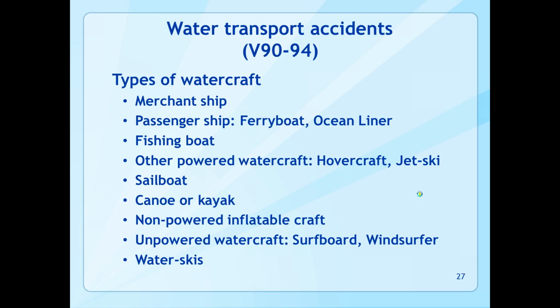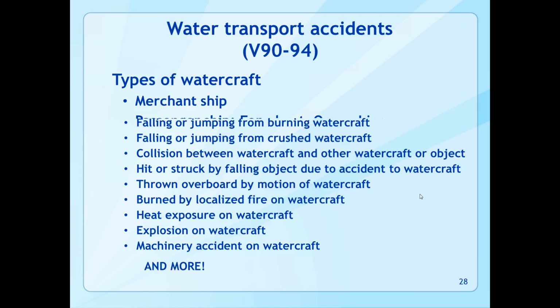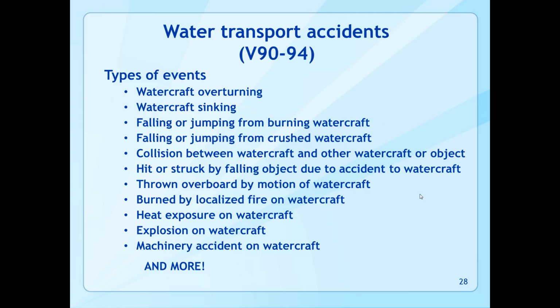As you can see, the types of watercraft vary from different types of boats and ships to sailboats, canoes, kayaks, rafts, surfboards, water skis, all kinds of things. So once you determine which of the broad categories to look at, that is the range of V90 to V94, you look at the details within the code to identify the specific type of watercraft involved. Next slide, please.